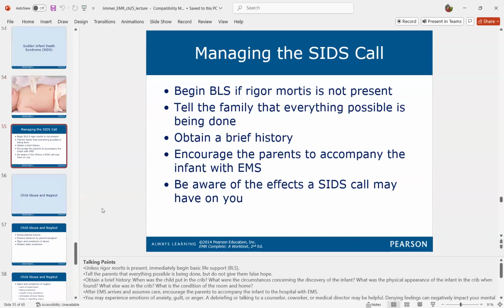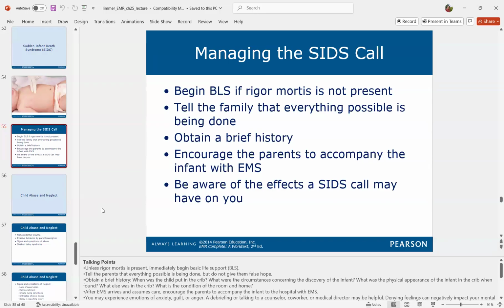Managing these calls can be a lot. We're going to begin resuscitation if rigor mortis is not present. Tell the parents that everything possible is being done, but don't give them false hope. We're never going to say they're going to be okay. We're going to say we're doing the best we can. Obtain a brief history. When was the child put in the crib? What were the circumstances concerning the discovery of the infant? What was the physical appearance of the infant in the crib when you found them? What else was in the crib? What is the condition of the room and the home that you're seeing?